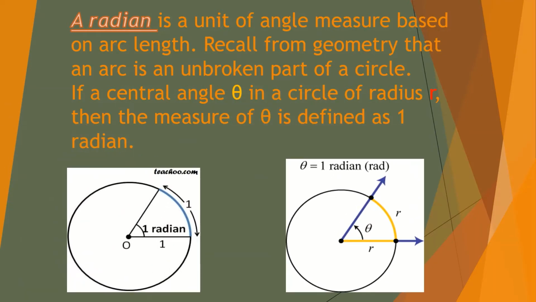As you can see from these figures, the angle theta at the center of this circle with radius r subtends the arc length r. So theta is 1 radian or 1 rad. From this figure, the central angle is 1 radian, its radius is 1, and the arc it subtends is 1.